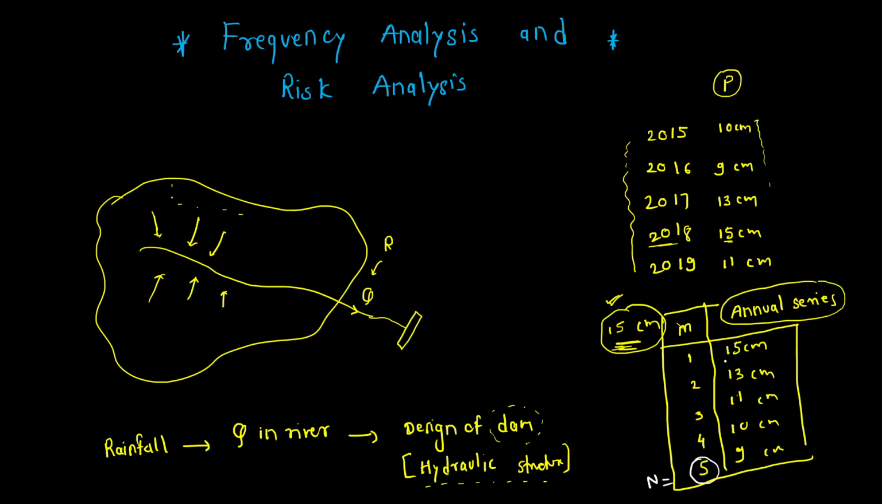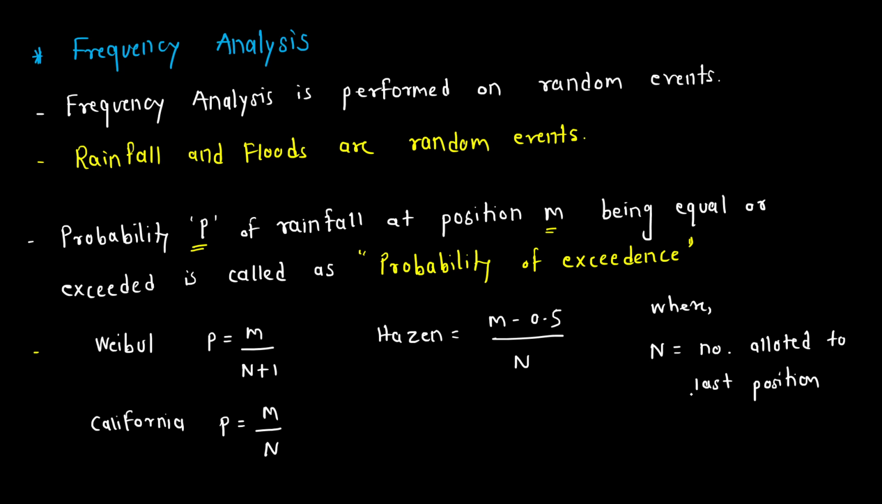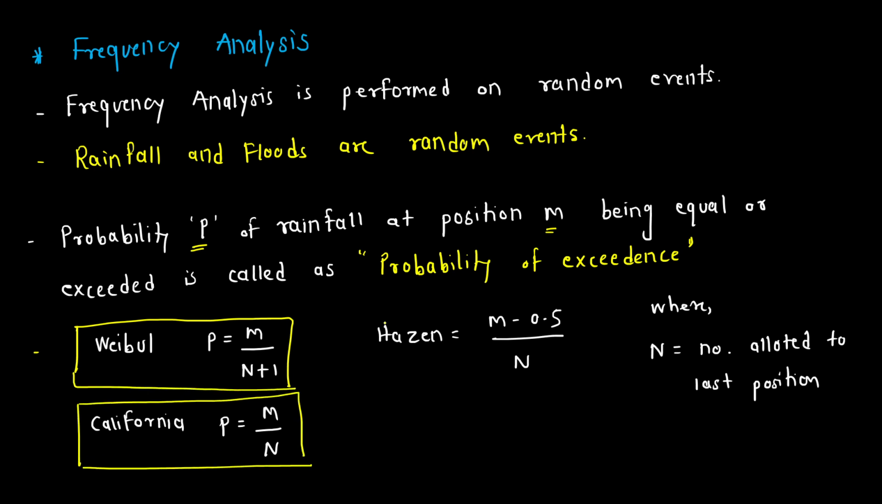Now if the question asks what is the probability that 15 centimeter rainfall is exceeded, then you have to take M equal to 1, N equal to 5 and substitute in any of these formulas. In the question it will be given to use the Weibull formula, the Hazen's formula, or the California formula. So read the question properly and then use the required formula. Okay, so this was about the probability. Now the next concept is the return period.